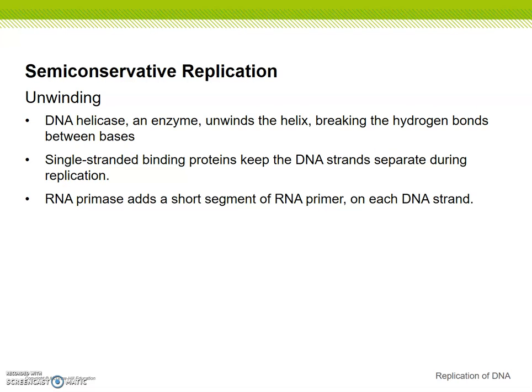So unwinding, this is the first step in semiconservative replication. When unwinding is happening, a thing called DNA helicase, which is an enzyme, attaches to the DNA and unwinds the helix, kind of like a zipper. It unzips it, and it breaks all the hydrogen bonds between the bases so that they can come apart. And then something called single-stranded binding protein keeps the DNA strands separate during replication. And then finally, something called RNA primase adds a short segment of what's called RNA primer to each DNA strand.